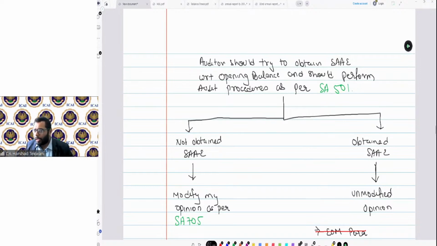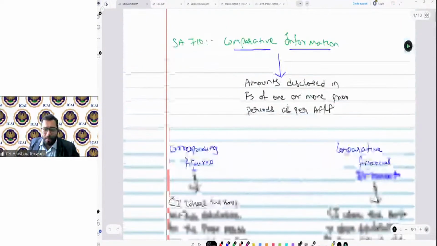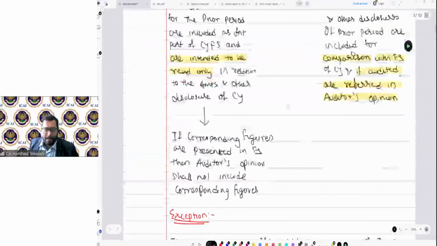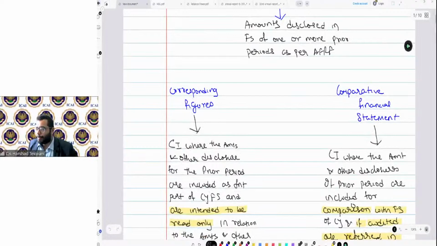Now there is one more thing along with that that I want to highlight. The next part I want to discuss after the corresponding figures is the comparative financial statement. I want to discuss the details on the comparative financial statement.